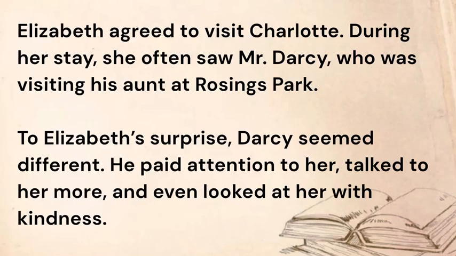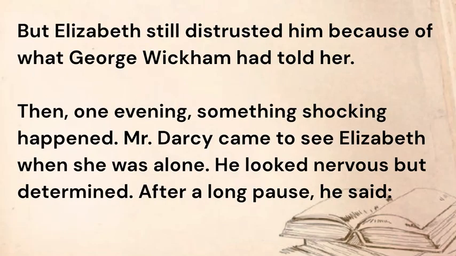During her stay, she often saw Mr. Darcy, who was visiting his aunt at Rosings Park. To Elizabeth's surprise, Darcy seemed different. He paid attention to her, talked to her more, and even looked at her with kindness. But Elizabeth still distrusted him because of what George Wickham had told her.